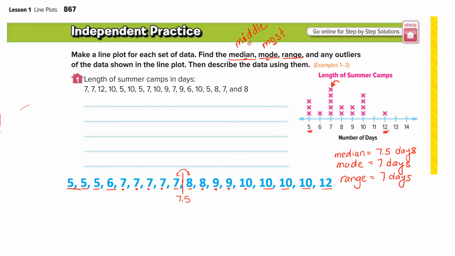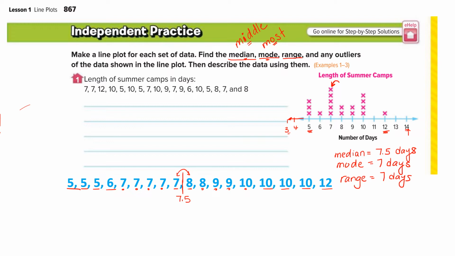Sometimes I see students look and say that 14 is the maximum because it's the highest number on our number line. Or maybe if our number line extended past 5 and was 4 or 3, they might do 14 take away 3. The number line can be as long as the person who made the number line wants it to be. It's the data values that you are subtracting.